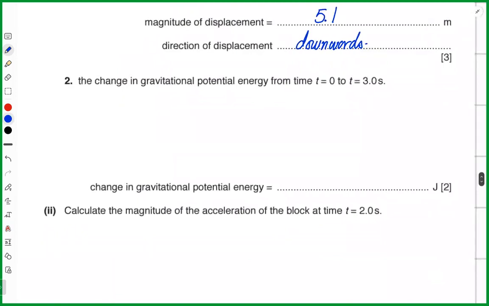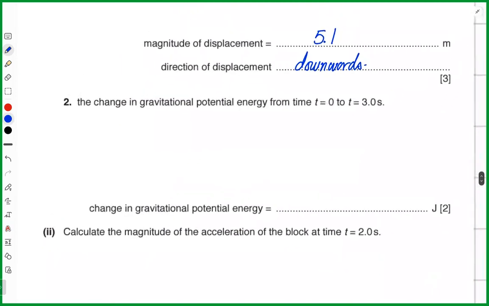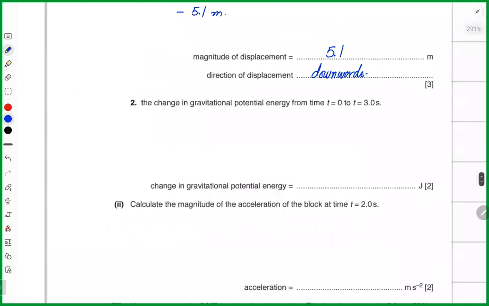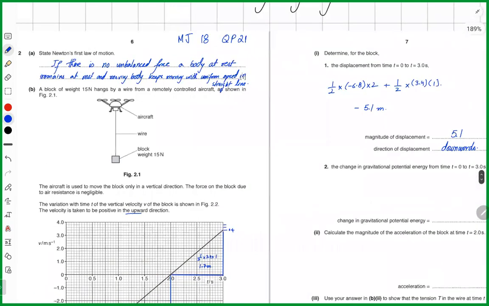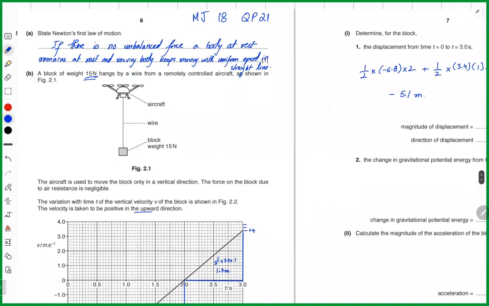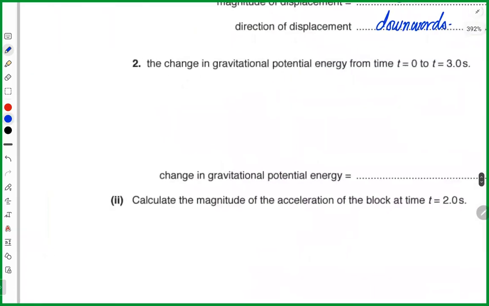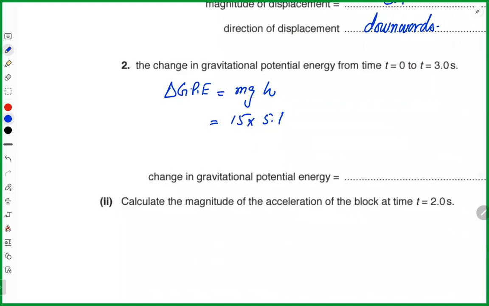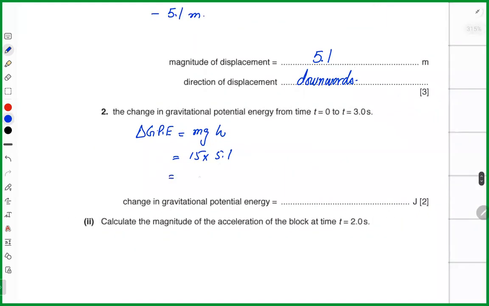The change in gravitational potential energy from t equals 0 to 3.0 seconds. We know the weight of 15 Newton, okay, we know the mg. The change of gravitational potential energy equals mgh. mg is 15 and h is 5.1. So this will be 76.5 joules.